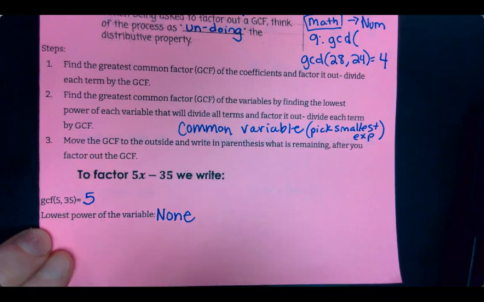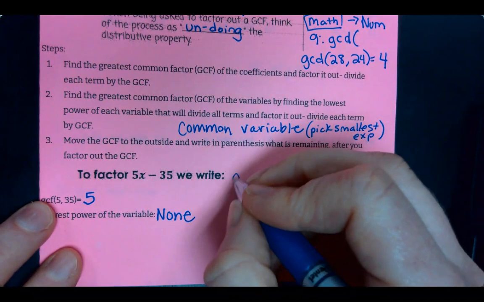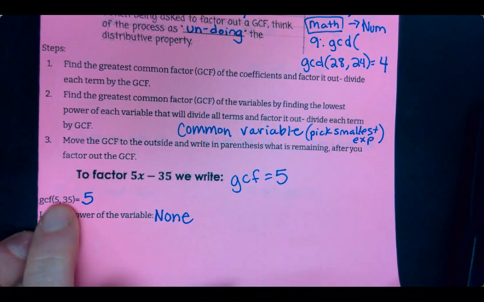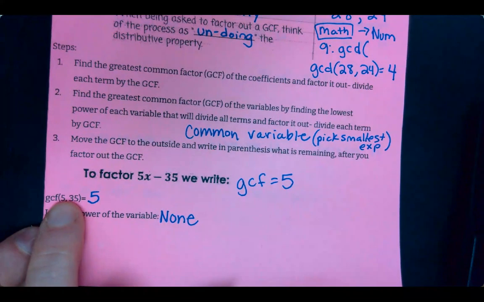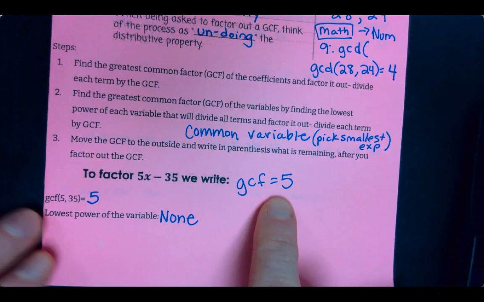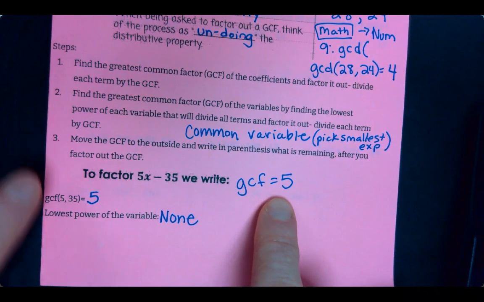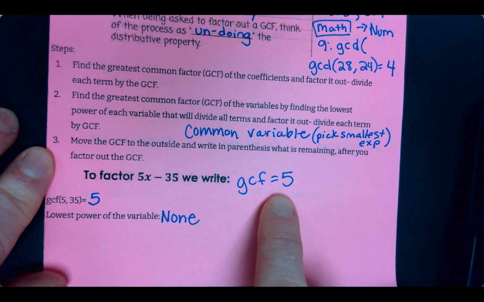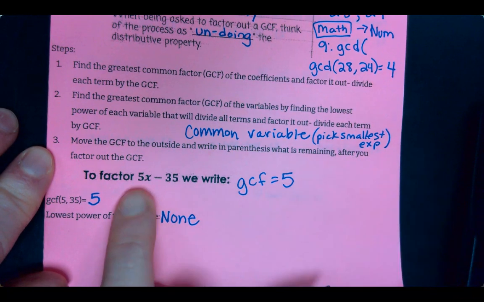So our GCF for the whole thing is 5. So you look at the GCF of your numbers and of your variables, and you go ahead and write it. But we didn't have any variables, so that's why it's just 5. Number 3 says move the GCF to the outside and write in parentheses what is remaining after you factor the GCF. So see, I have 2 terms here.